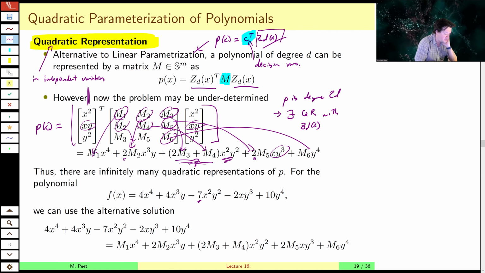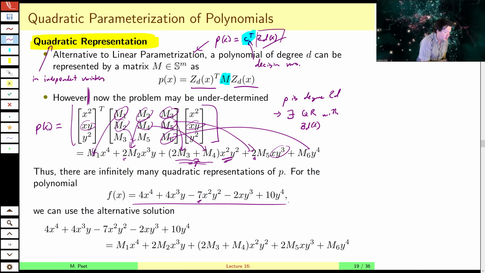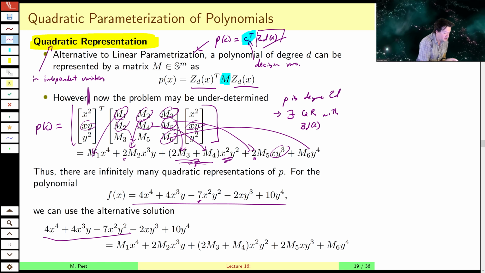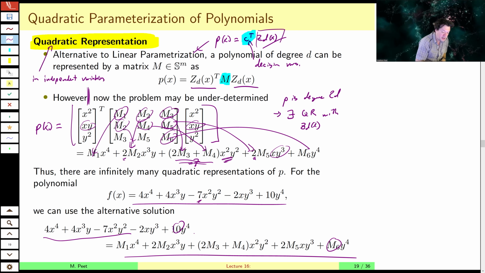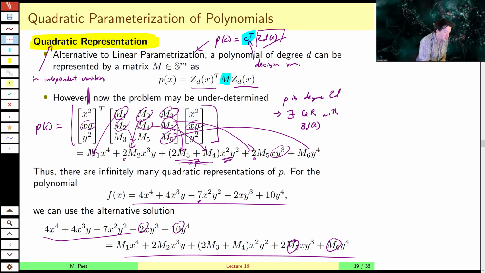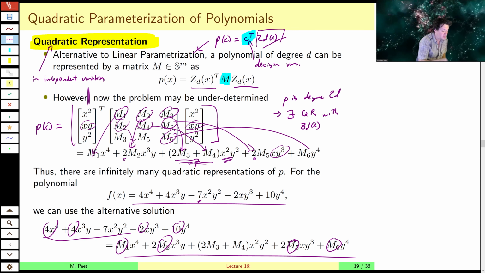So for example, if we're looking for a quadratic representation of this polynomial, we write down the left-hand side here, we write down the right-hand side here, and we equate coefficients. This is a necessary and sufficient condition for equality: this coefficient has to be this one, this coefficient has to be this one, this coefficient has to be this one, this coefficient has to be this one. So the quadratic representation up till now is uniquely defined.